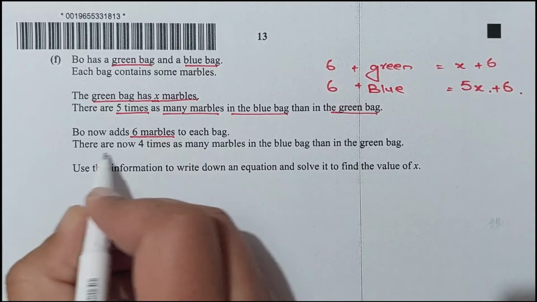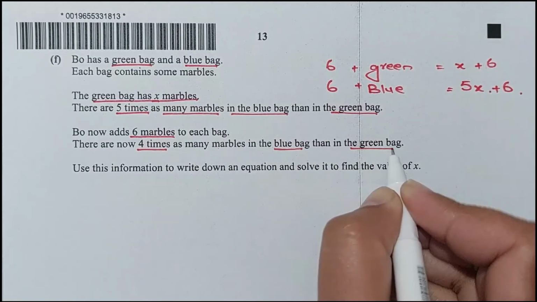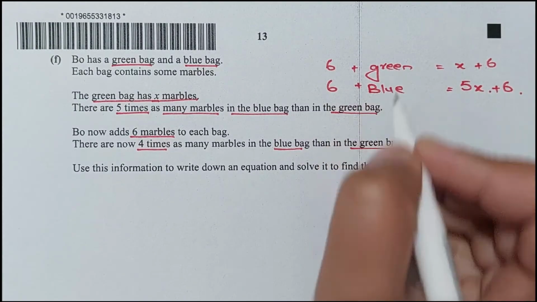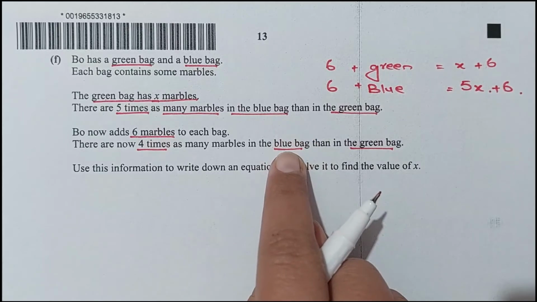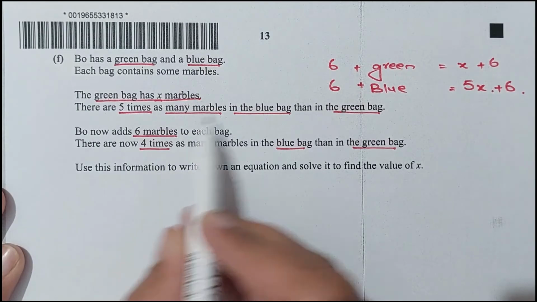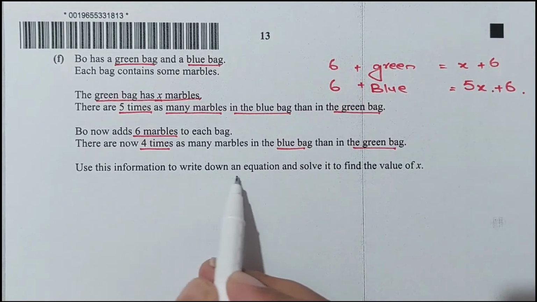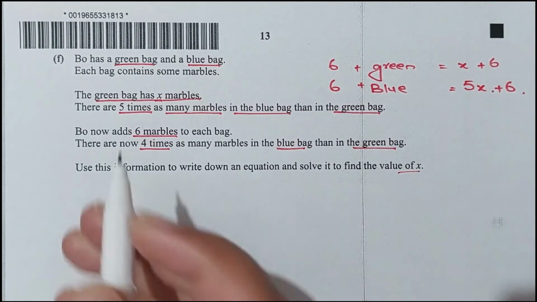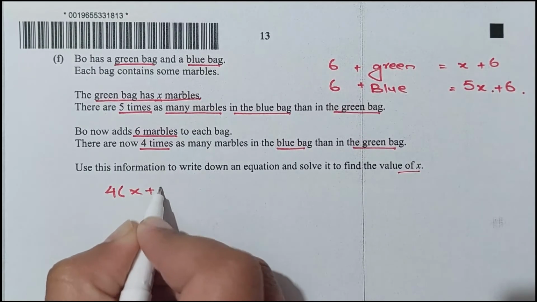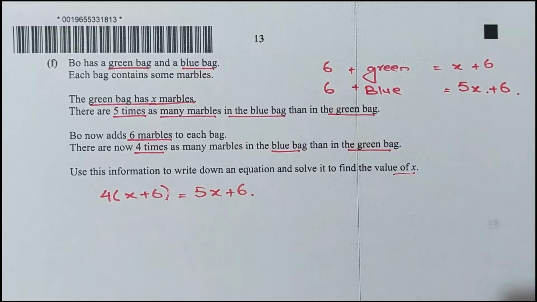There are now 4 times as many marbles in the blue bag than in the green bag. Okay. So 4 times as many marbles. It means 4 times the green marbles would be equals to the blue marbles. Use this information to write down the equation and solve it to find x. So 4 times the green bag marbles, x plus 6, would be equals to the blue bag marbles, 5x plus 6. Right. This is the equation.